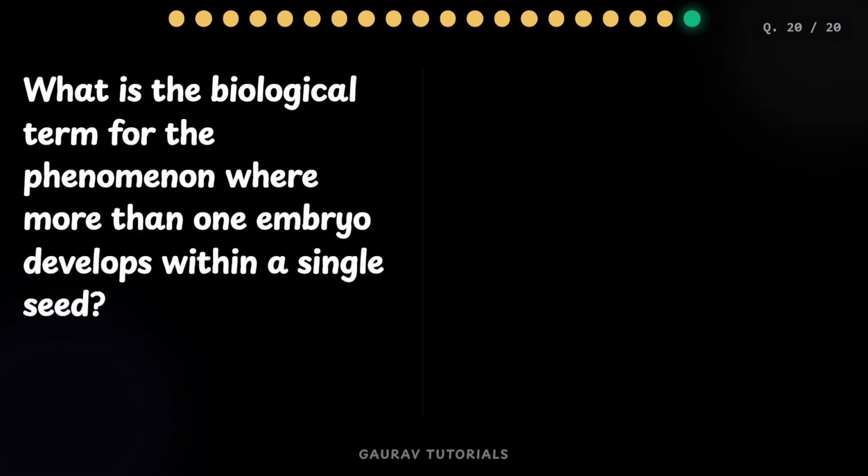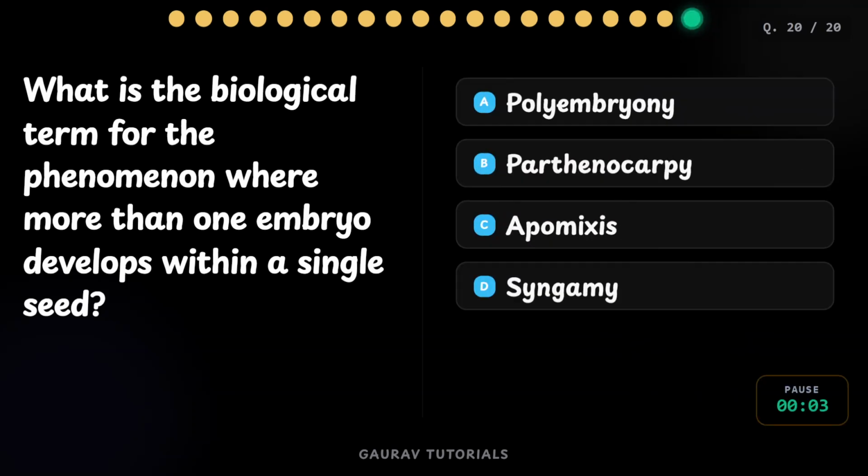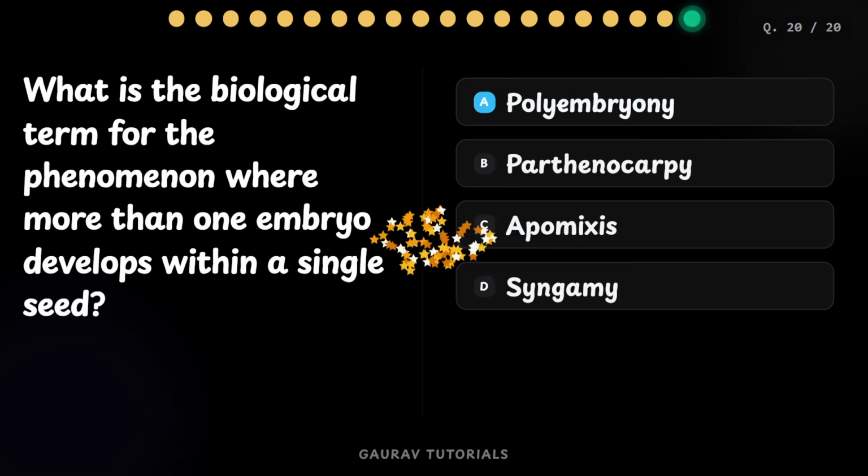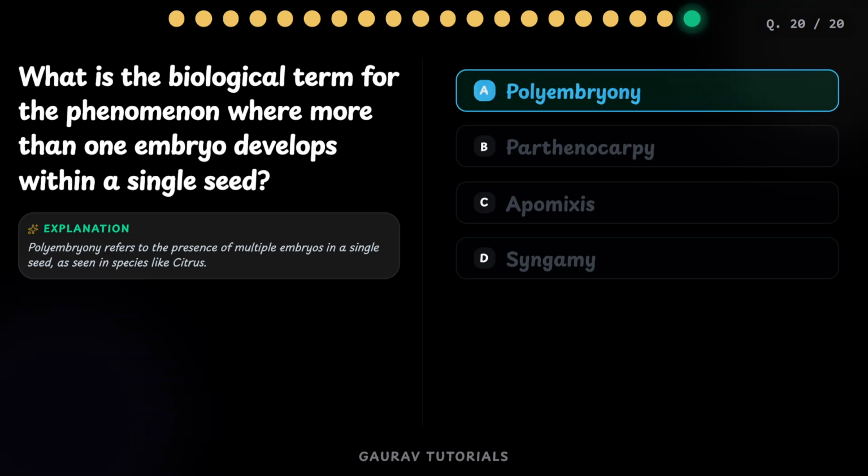Question 20. What is the biological term for the phenomenon where more than one embryo develops within a single seed? The options are and the correct answer is option A, polyembryony. Polyembryony refers to the presence of multiple embryos in a single seed as seen in the species of citrus.